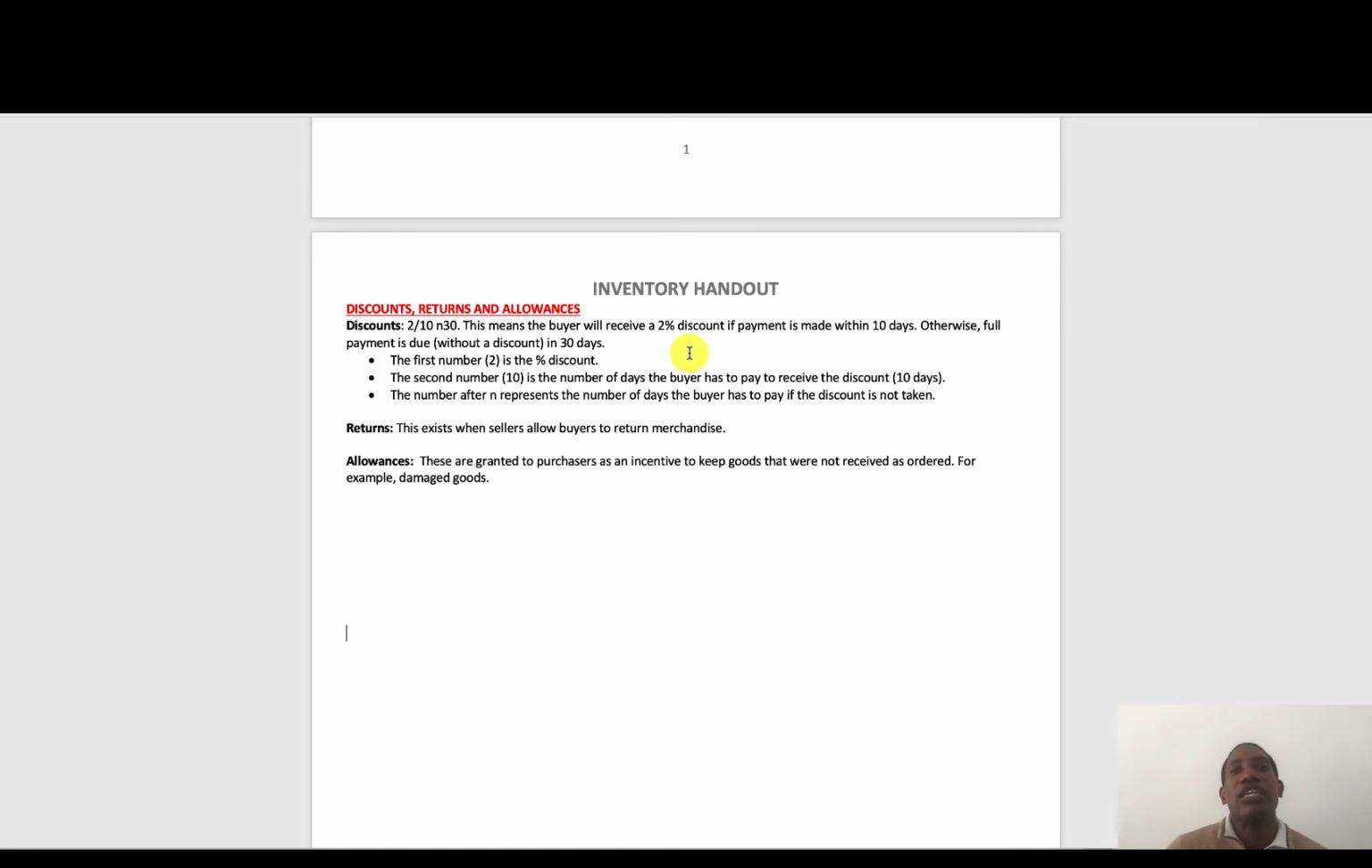So company A sells a bunch of stuff to company B. So Dell will sell to Best Buy, and Dell will sell to Target, and Dell will sell to Walmart, right? Or Campbell Soup will sell to Target, and Campbell Soup will sell to Walmart, and Campbell Soup will sell to Kroger, or whoever it is. So a lot of transactions happen between company to company, right? So one company sells to another company. And so we have this thing called discounts, returns, and allowances.